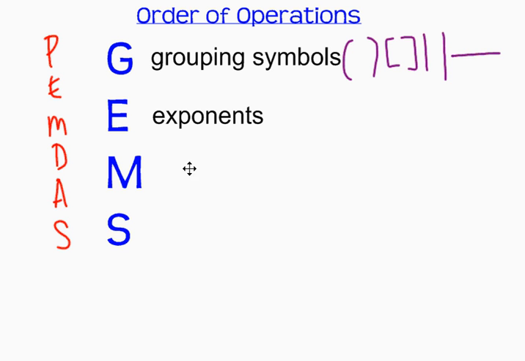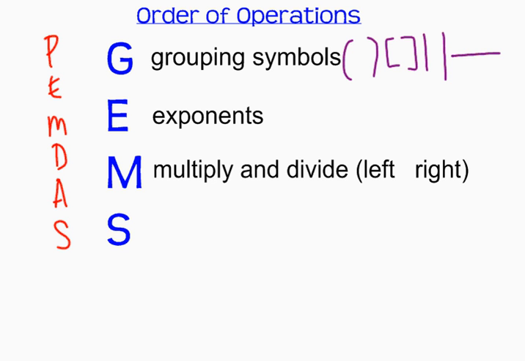And the M stands for multiply and divide from left to right. Now this looks pretty similar to what we had before, but the problem is that when we write PEMDAS like this, it looks like we have to multiply and then divide, and that's not true. It depends on what comes first when you're reading an expression from left to right.